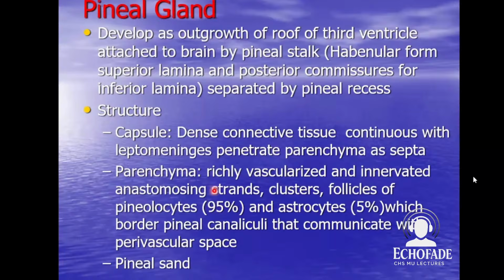Now, the parenchyma has a lot of blood vessels because the blood is supposed to transport the hormone that is released to the perivascular space. In old age, after puberty, the pineal gland starts to have congregations, what we refer to as the pineal sand, or corpora arenacea.